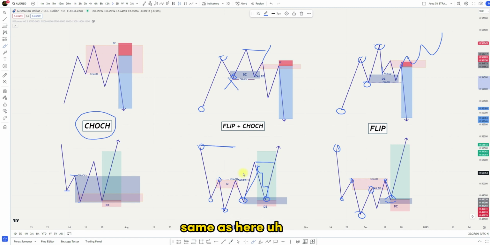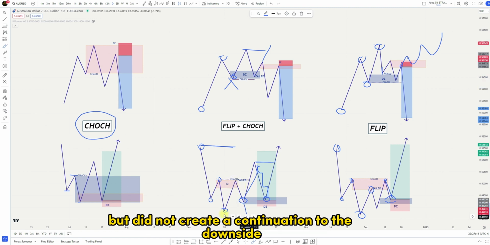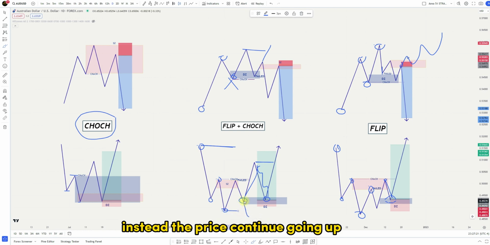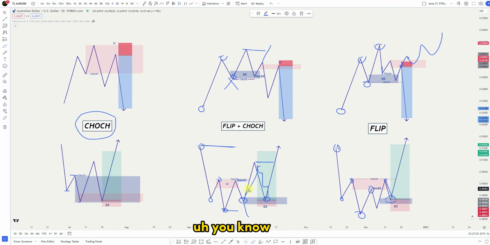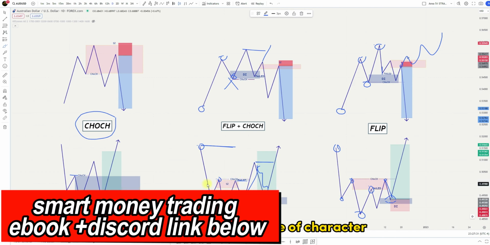Same as here for a downtrend: price creating higher highs and then lower lows, lower highs, lower lows, and then price comes back to retest an area of the supply zone and gives us that reaction, but did not create a continuation to the downside. Instead, the price continued going up, taking out this reaction area that reacted to the supply zone, and then giving us that change of character.